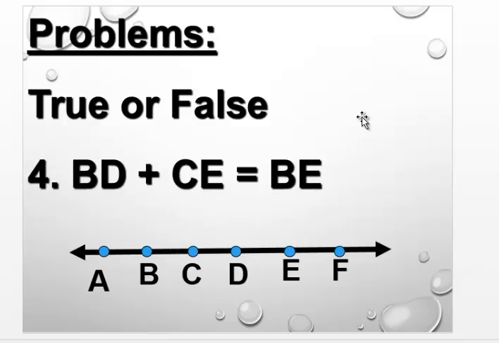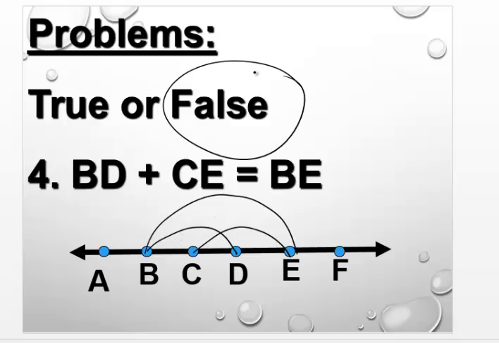Last one of those, I've got BD and CE make BE. No, see that crossover there? That's not that umbrella, so this has to be false.